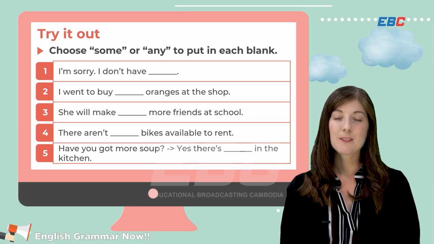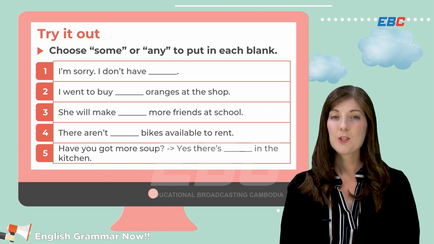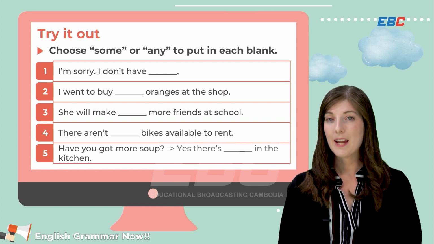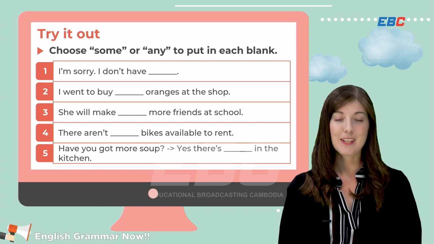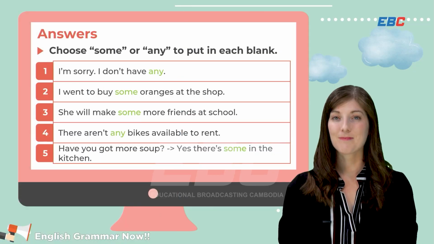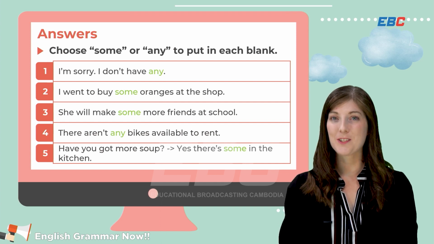Here's some sentences for you to practice. Choose some or any to put in each of these blanks. Go ahead, give it a try. Here's the answers to those questions.